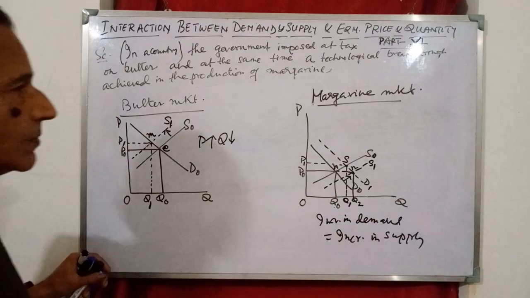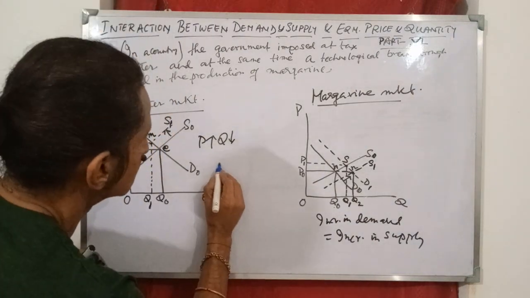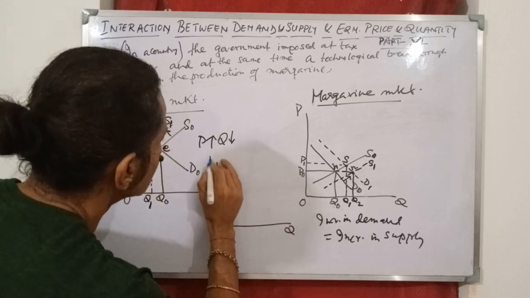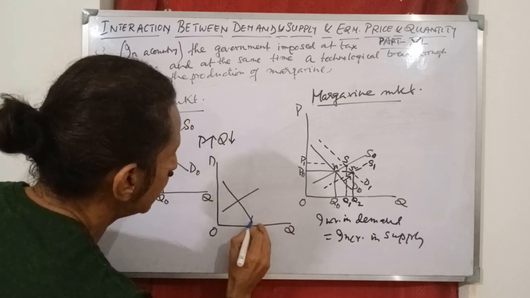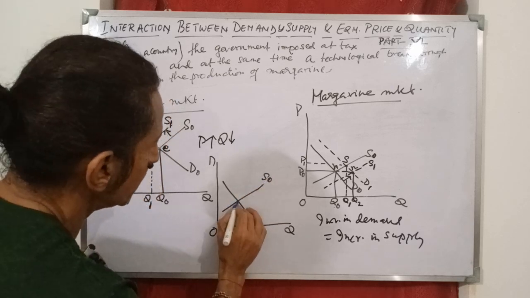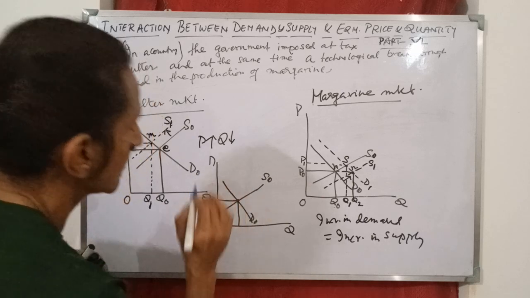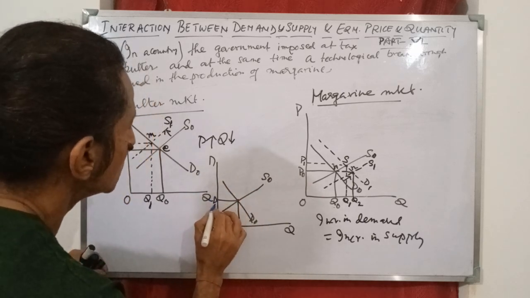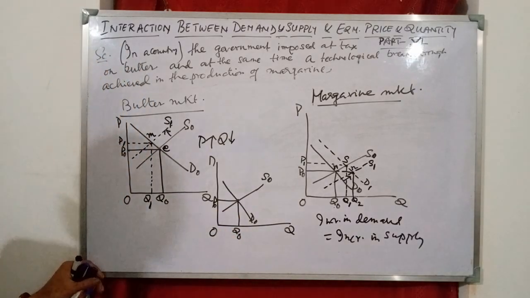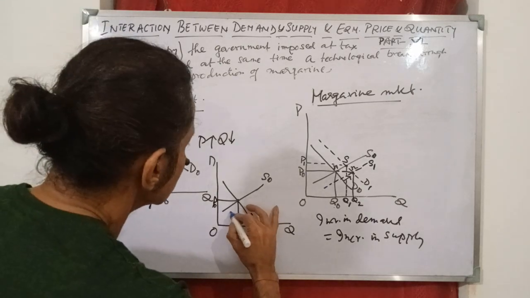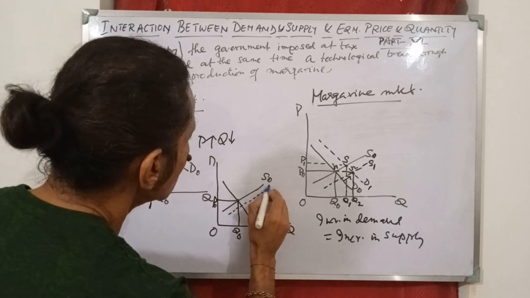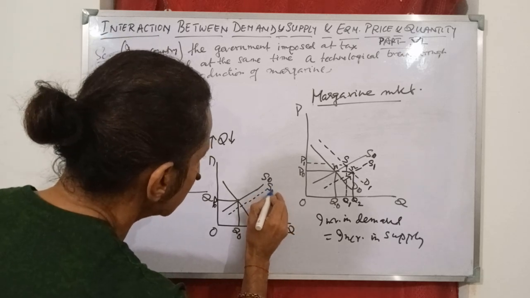Now let us see when the price changes. Consider this diagram. Let D sub 0 and S sub 0 be the demand curve and supply curve respectively. P sub 0 and Q sub 0 are the equilibrium price and quantity respectively. Supply increases as a result of technological breakthrough. So the new supply curve becomes S sub 1.